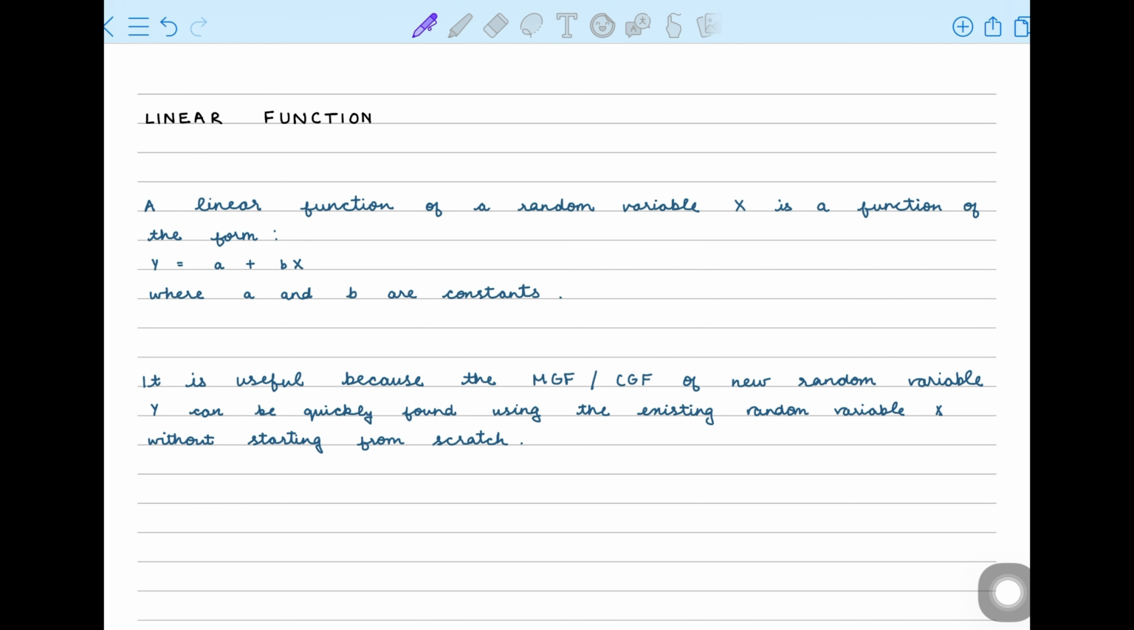Now, let's cover the last topic for this chapter, linear functions. A linear function of a random variable x is a function of the form y equals a plus bx, where a and b are constants. This is useful because the MGF or the CGF of the new random variable y can be quickly found using the existing random variable x without starting from scratch.